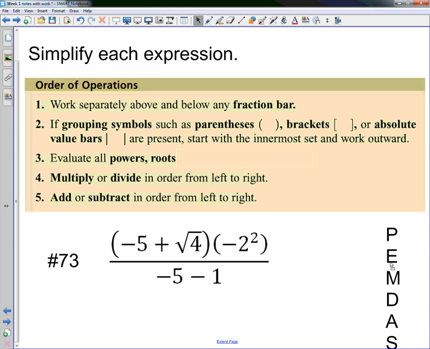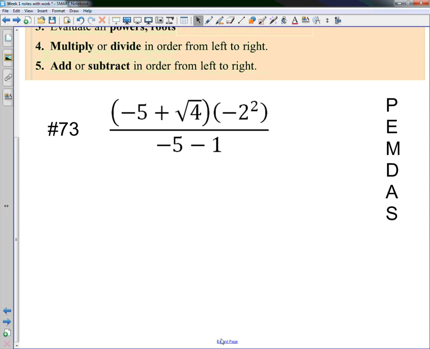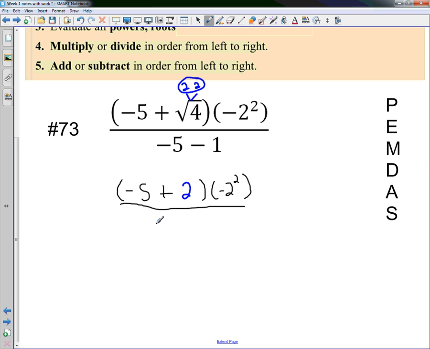Okay, so let's start with some parentheses. Inside my parentheses, I can't add anything, but what I can do is the square root of 4. Remember, 4 is 2 times 2. So since we're dealing with a square root, we find that the square root of 4 is 2. And we have negative 5 plus negative 2 squared over negative 5 minus 1.